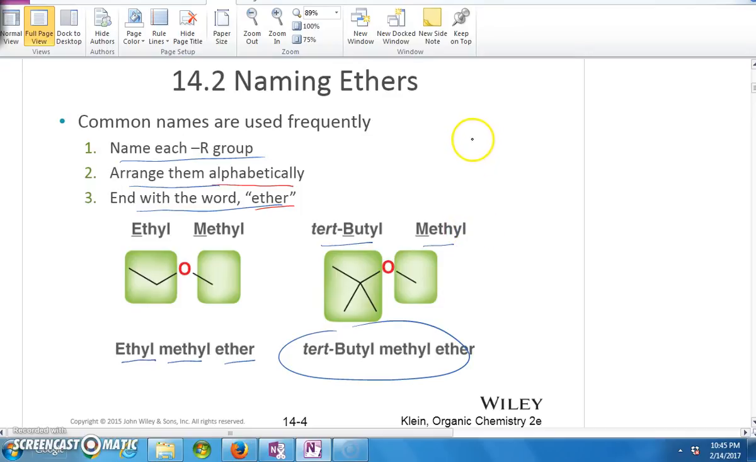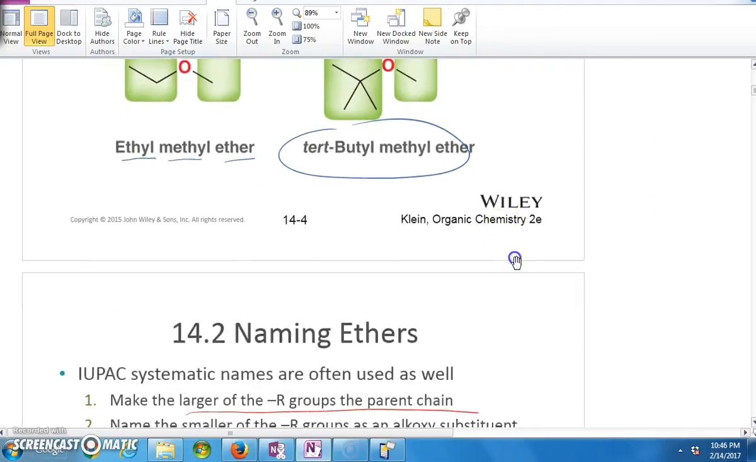For instance, if I had this, you can see that this is an isobutyl group, so this is going to be isobutyl isopropyl ether. So you start out with the isobutyl group, then the isopropyl group, and you end with the suffix ether. So that's how we use it.